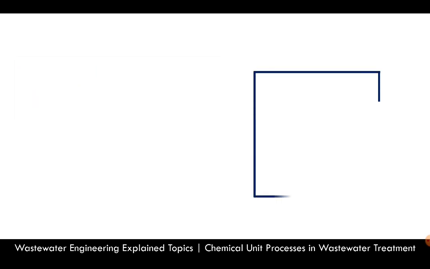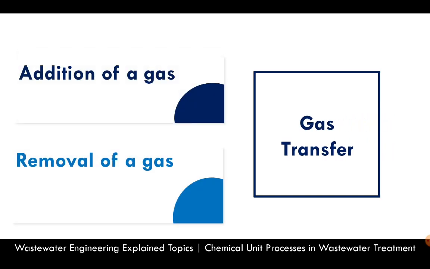Alright, then the second chemical unit process is gas transfer, in which both things take place, addition of a gas and removal of a gas. Now in wastewater treatment we can add oxygen for improving the performance of biological units. Then stripping or removal of toxic organics can be done, which is removal of a gas. Then we can change the percentage of CO2 inside wastewater for better pH control. Then we can remove ammonia, which is a gas removal process in gas transfer as a unit process.